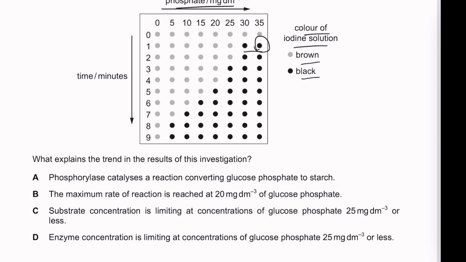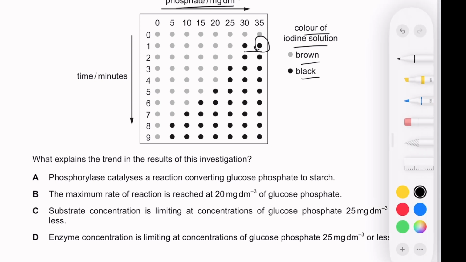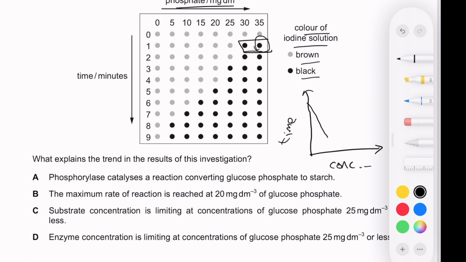Now, what explains the trend in the results of the investigation? So if we were to draw this, the graph should look something like this. Okay, I like to draw when it comes to this type of question. So here, concentration of glucose phosphate, and here is time in minutes. And as concentration increases, the time is going to decrease. But as you can see, we reach a plateau at the concentration of 30 to 35. So we eventually reach a plateau here, right? And so what explains the trend in the results of the investigation?